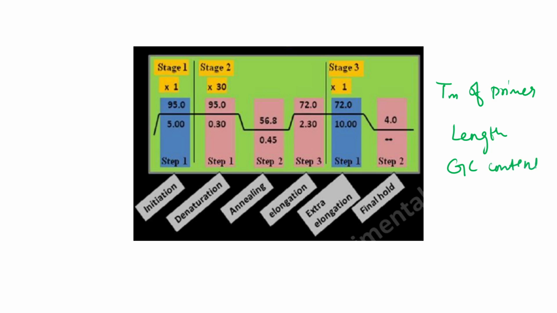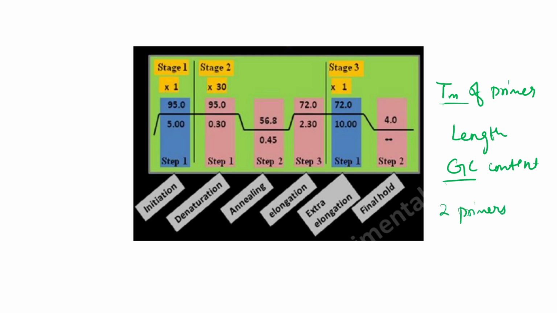If you remember the Tm calculation, higher GC content will have a higher Tm and lower GC content will have a lower Tm, because we were multiplying 4 degrees Celsius to the number of G and Cs and 2 degrees Celsius to the number of A and Ts. So if we have higher G and Cs, we will have a higher melting temperature.